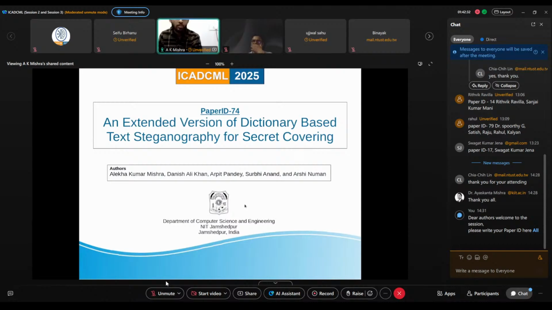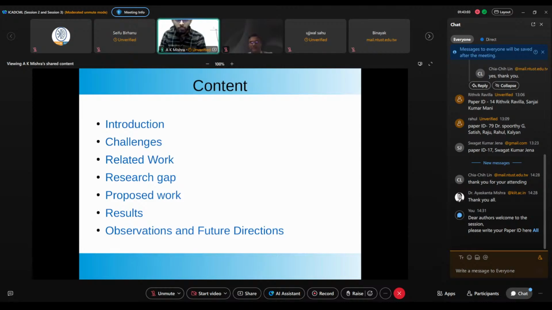Good afternoon, sirs. I am Arpit Pandey, and today I am presenting our research titled An Extended Version of Dictionary-Based Text Steganography for Secret Covering. It is a collaborative effort of Alekha Kumar Mishra sir, Danish Ali Khan sir, me, Arpit Pandey, Surbhi Anand, and Arshin Newman. We are from the Department of Computer Science and Engineering at National Institute of Technology, Jamshedpur. So let's dive into the presentation.